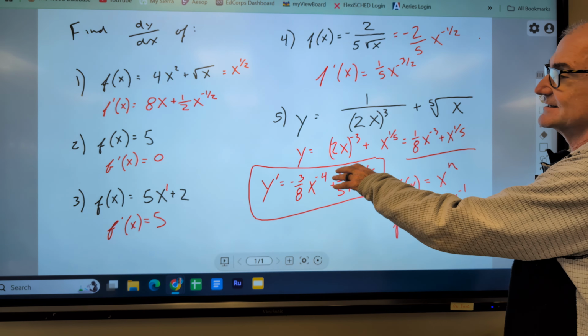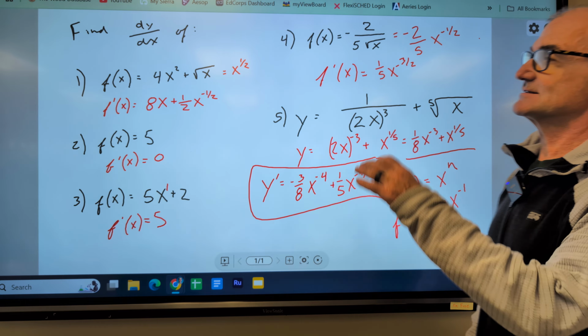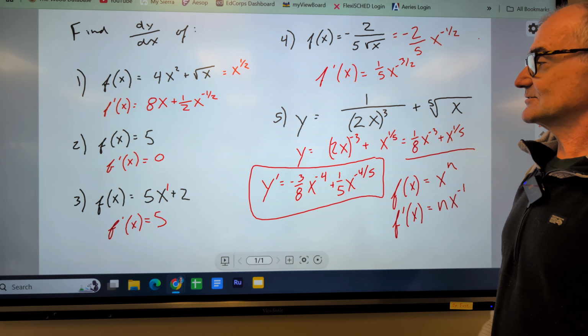The key is to kind of get them all in the numerator and fractional exponents, and as long as they're not being multiplied and divided, we don't need to use a product or division rule.